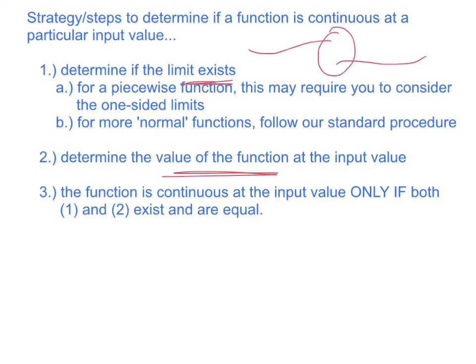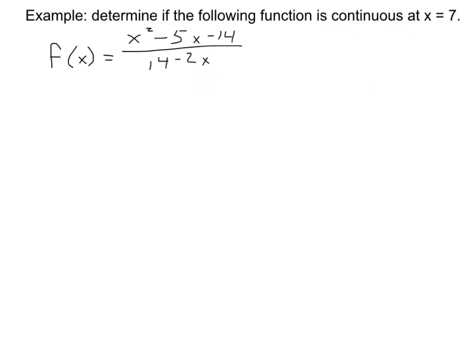The last thing you need to check is that this function will be continuous at that value only if those two things exist and are equal to one another, right? So the short of it is, find out if the limit exists, find out what the value of the function is. If they're the same, it's continuous. If they're not, it's not continuous. Simple as that. So here's my first example.